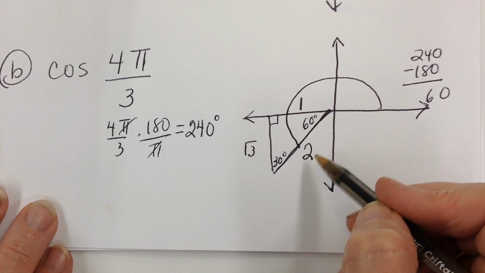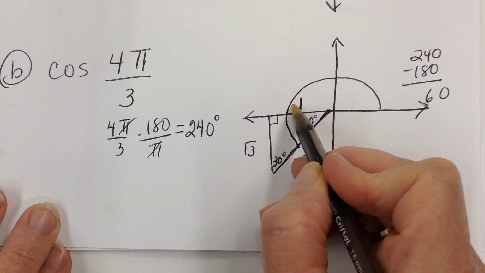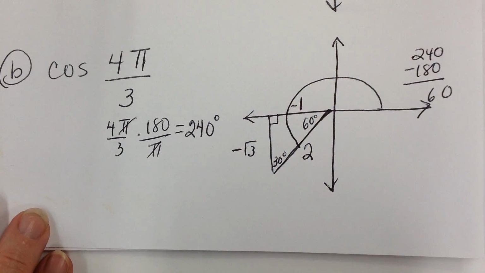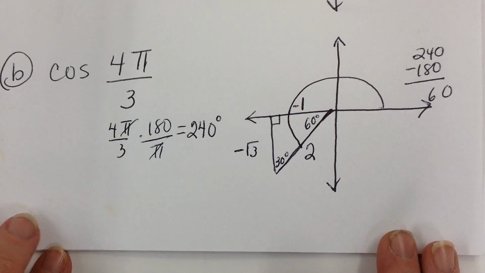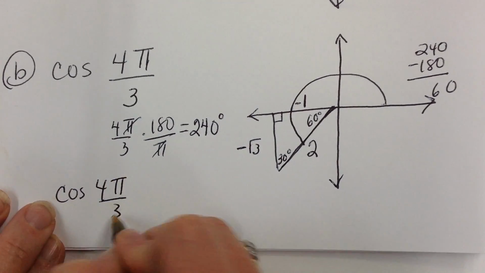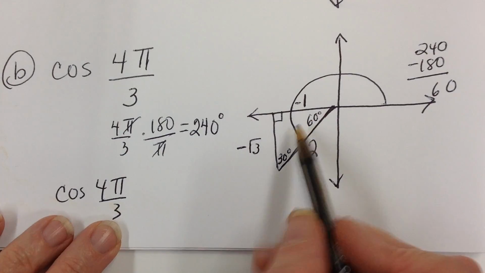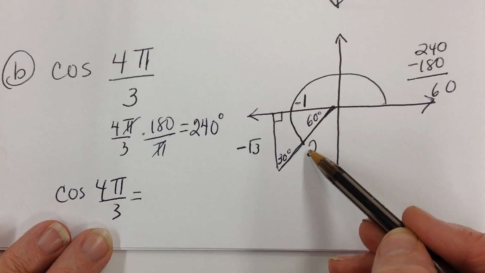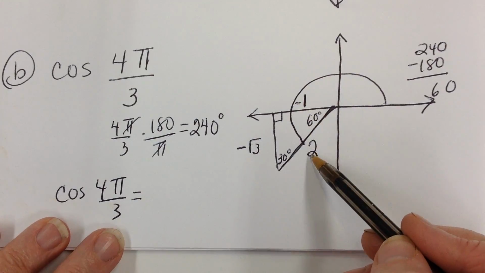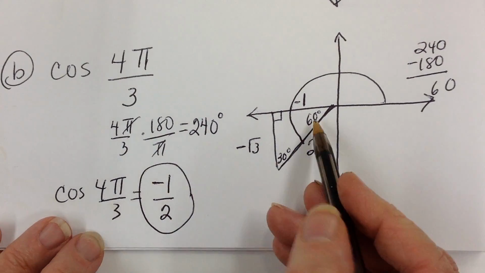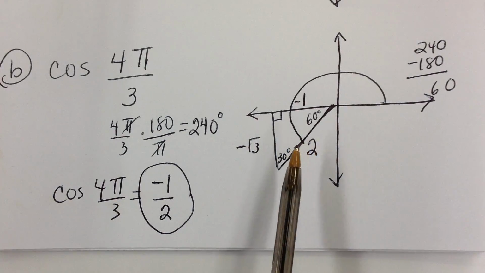Now think of your signs. In the third quadrant, x is negative. Also in the third quadrant, y is negative. So you have to think about your signs. Now, if I'm going to find cosine of 4 pi over 3 using this reference angle, think about your cosine. Cosine is adjacent over the hypotenuse. That is x over r. So that would be negative 1 over 2. That is your cosine using the reference angle of 60 degrees.